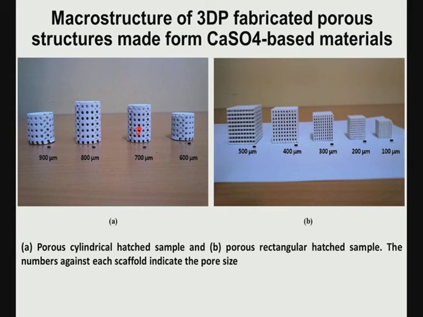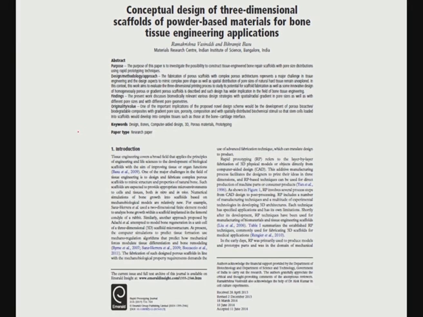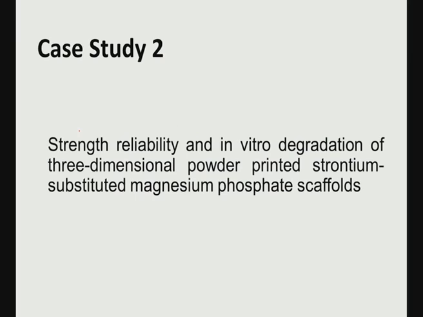So, that kind of design to product, that one to one ratio, one has to see how you can translate that. This is what we published in Rapid Prototyping Journal in 2015. Now, before I finish, another thing I want to mention is another case study, the strontium substituted magnesium phosphate scaffold.